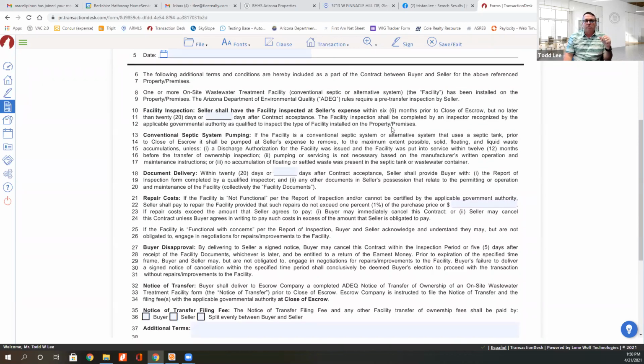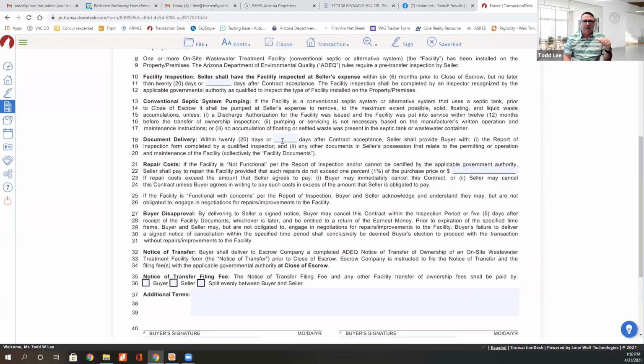This just says that the facility has to be inspected within the last 6 months, but no later than 20 days after contract acceptance. The facility inspection shall be completed by an inspector recognized by the applicable governing authority. And it says that they are going to clean out the septic tank and make sure that it's working properly. Document delivery within 20 days or blank days after contract acceptance. Seller shall provide buyer with a report of inspection form completed by a qualified inspector and any other documents in the seller's possession that relate to permitting and operating and maintenance of the facility.